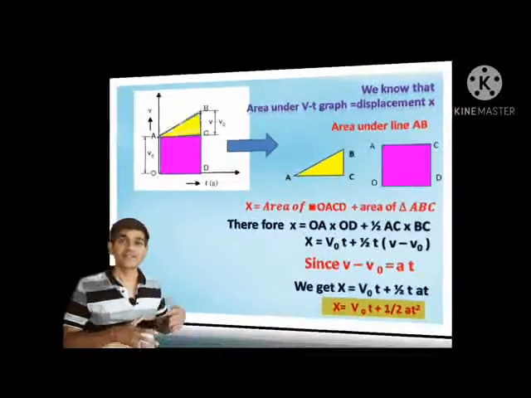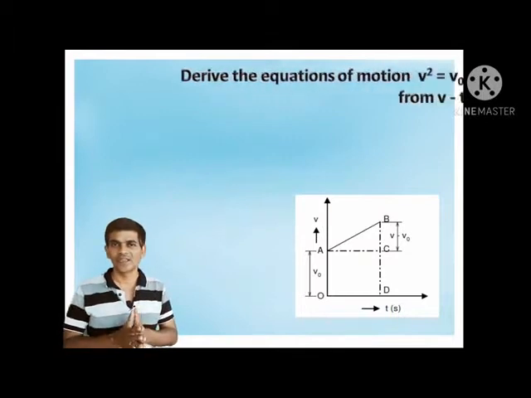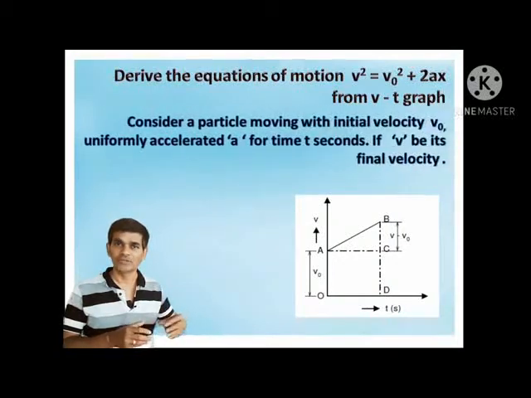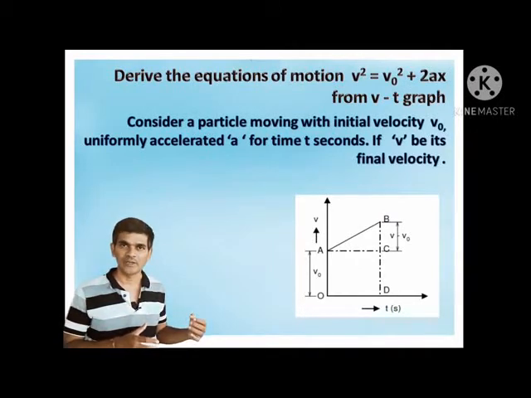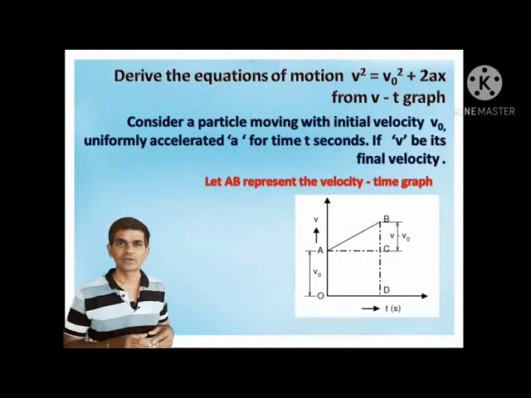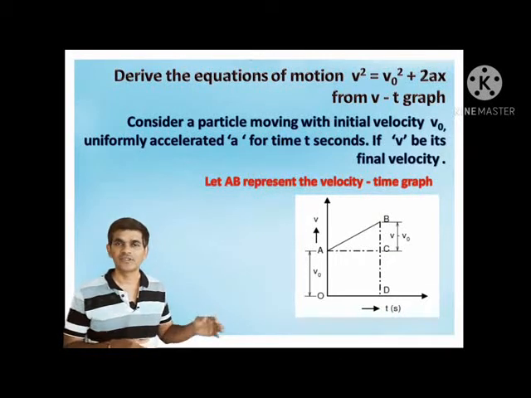Now I will derive the third equation of motion, that is v square is equal to v0 square plus 2ax, using the velocity time graph. This is also a very important equation; they ask it as a 5 mark question. Derive the equation v square is equal to v0 square plus 2ax using the velocity time graph. Consider a body that starts with the initial velocity v0 and moves with uniform acceleration. After t seconds, its final velocity is v and displacement is x.